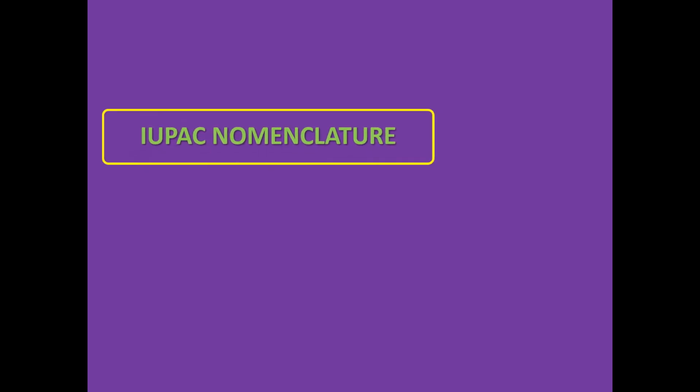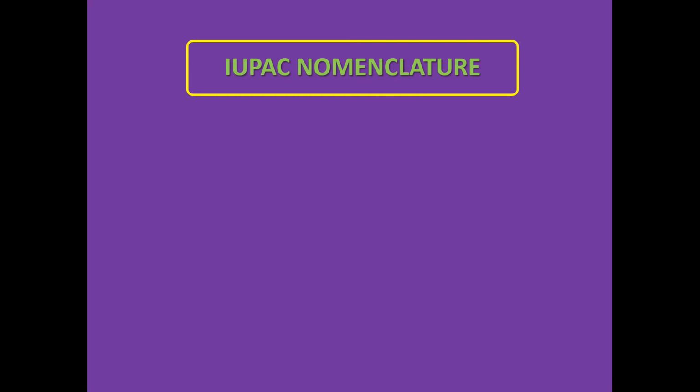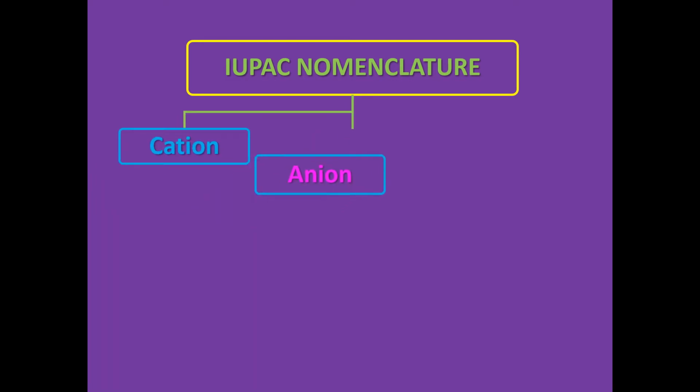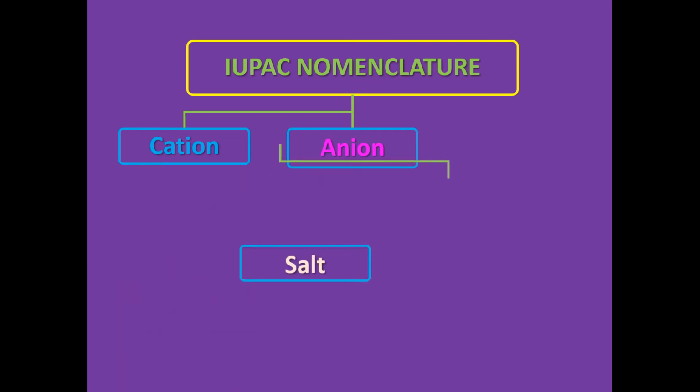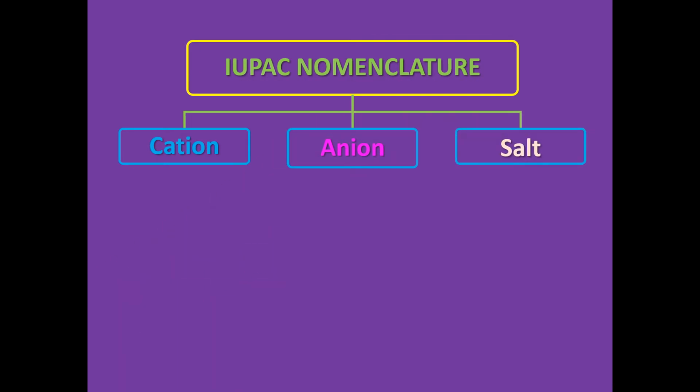The most important rule of naming a compound is that the name of a substance should be clear. So, I will explain about IUPAC nomenclature for cation, anion, and also salt.